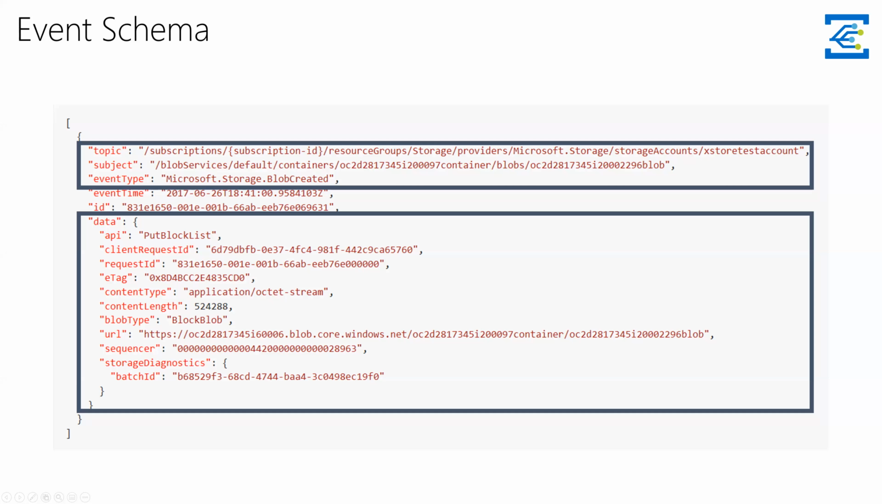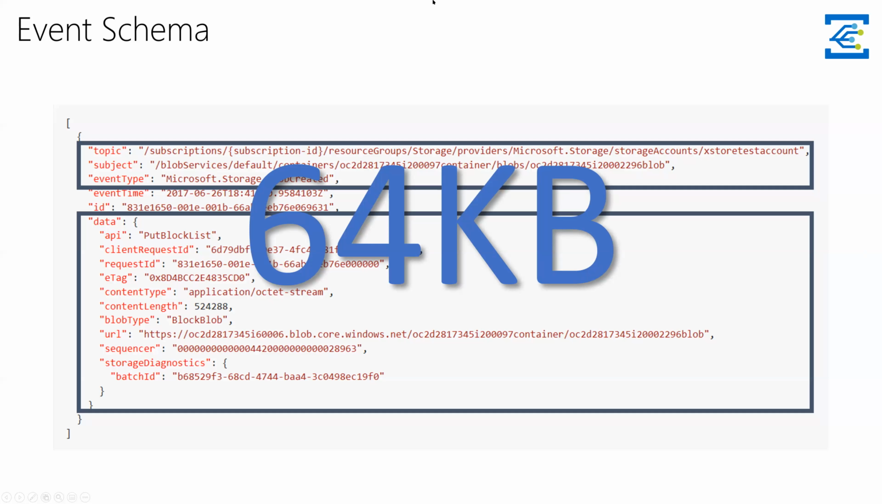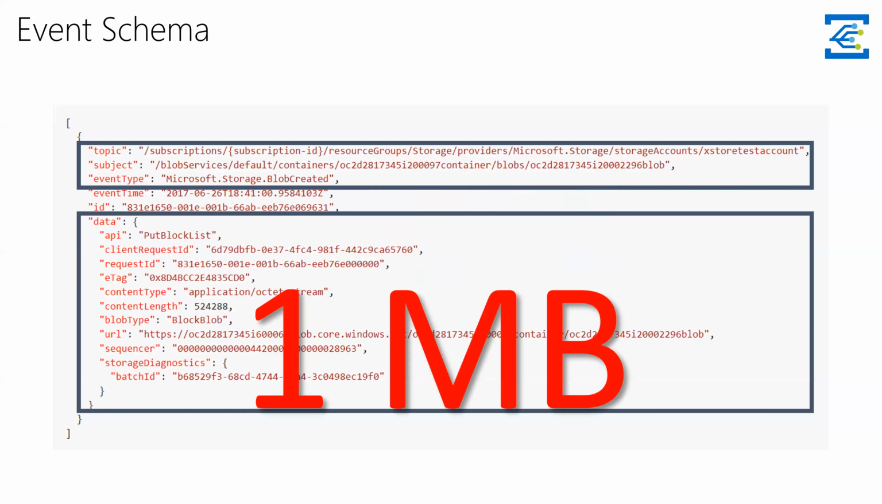So in this case, the content length of that blob is 500-something bytes. And we have also the URL, which indicates where the actual blob data can be found for processing if needed. A message size is 64 kilobytes, used to be. Now it can go up to 1 megabyte, but keep in mind that the charge is based on the number of 64K chunks, okay? So don't go too crazy with it. You're not going to save money by packing it into a single message.